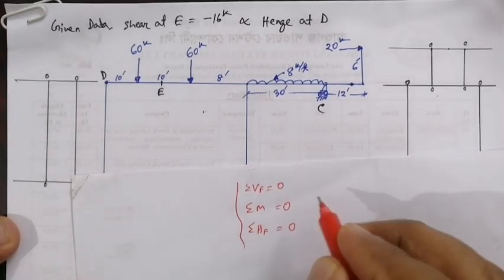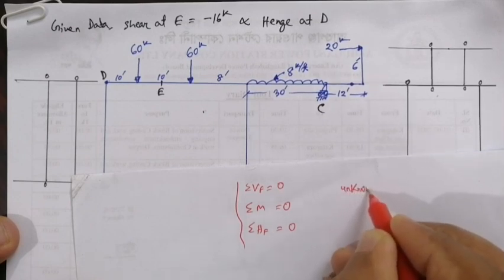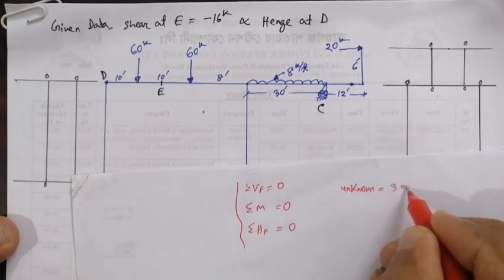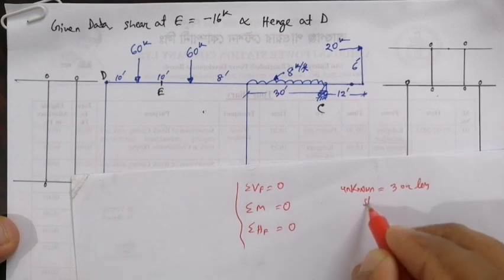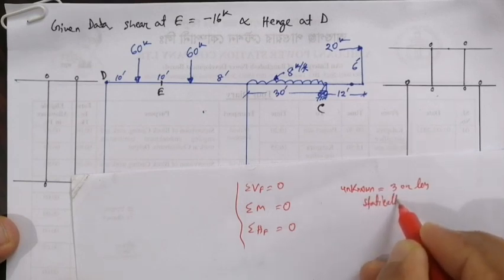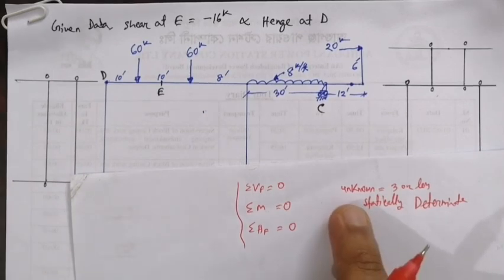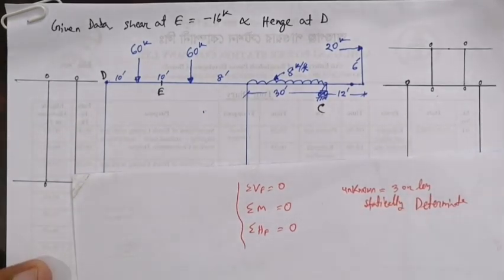So if the unknown reactions are equal to 3 or less, then that is called statically determinate. Where the unknown reactions are more than 3, then that structure is statically indeterminate.